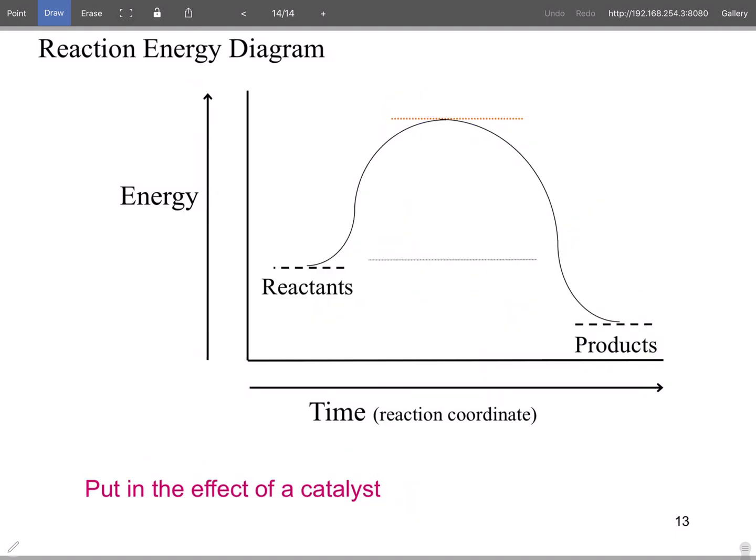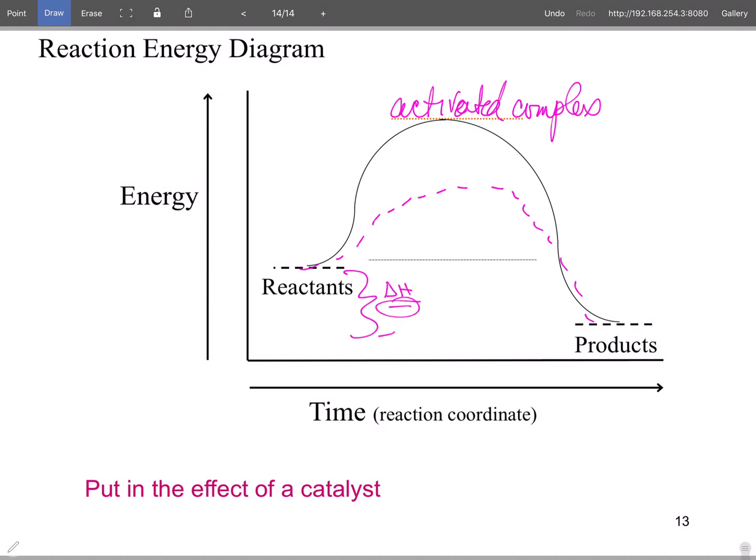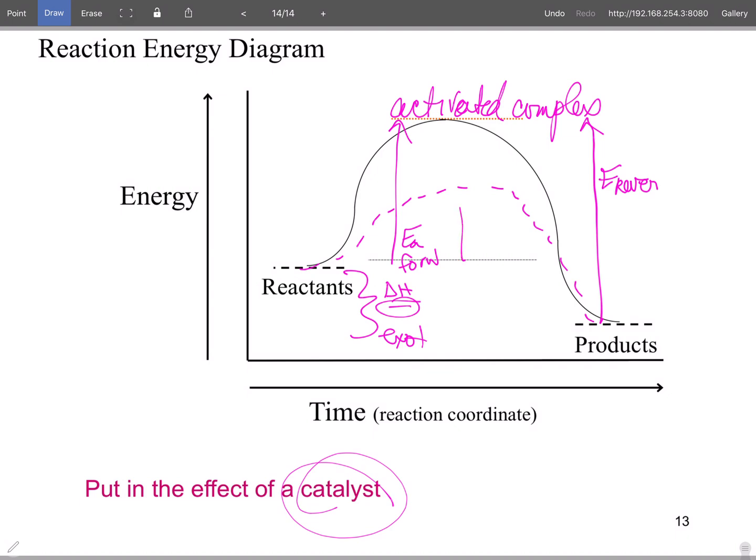Okay. This one, again, the effect of a catalyst. We'll go ahead and put that in. It lowers it. The example given in the text is for a two-step. It works on a one-step too. Again, activated complex. Okay, this one, on the other hand, delta H is negative, so it's exothermic. It's my catalyst. Here's E sub A forward. Here's E sub A reverse. Here's E sub A catalyst forward.